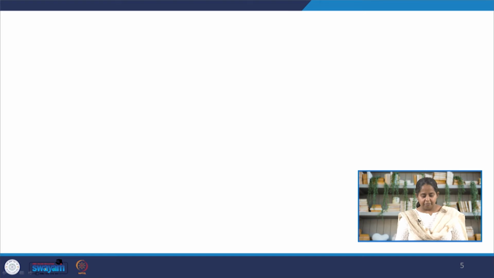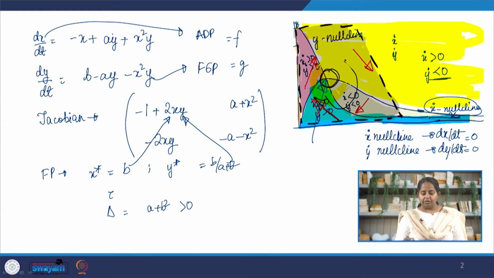So right here, we know that whatever this intersection of the null lines is, it is not a saddle. Now let us find out whether it is a stable area or an unstable area. Basically, is the intersection of the null lines an attractor or a repeller?